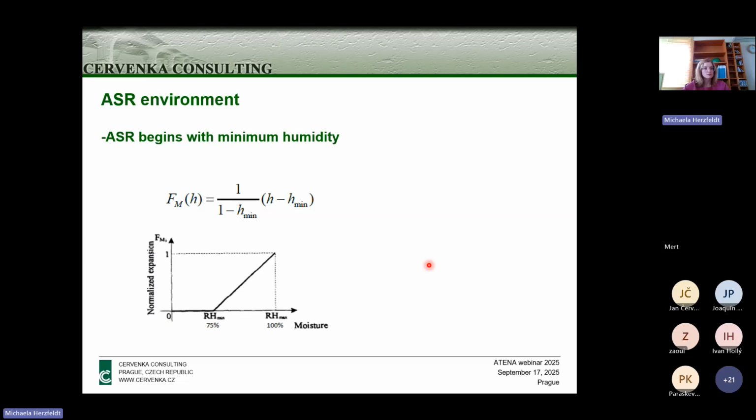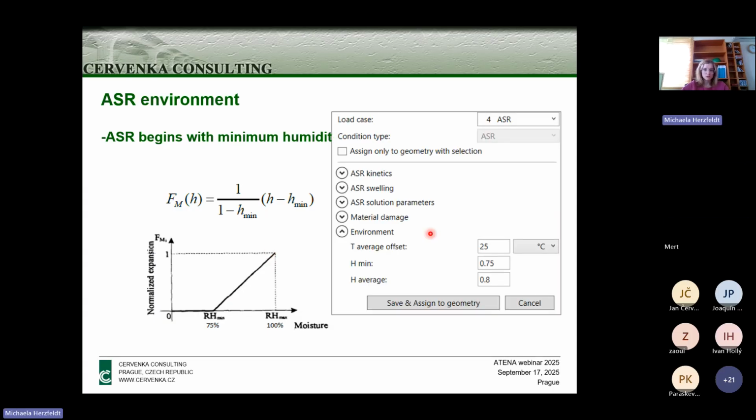Yeah, and finally, there is the ASR environmental effect, which is the relative humidity, usually considered as the relative humidity of the concrete itself. Here you can see what is considered in the development: as long as the relative humidity is below 75%, there is no ASR happening, and when it crosses 75%, it will grow. You can actually adjust those limits in ATENA if you want to reduce the lower limit.